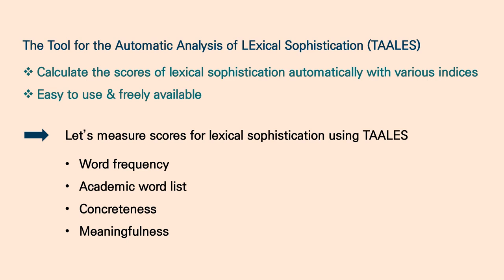For the last part, I'm going to talk about how to measure lexical sophistication using TAILS. TAILS stands for the Tool for the Automatic Analysis of Lexical Sophistication. TAILS calculates the scores of lexical sophistication in L2 text automatically with various indices. TAILS has some advantages in that it is easy to use and freely available. Then let's measure lexical sophistication using TAILS in these four categories.